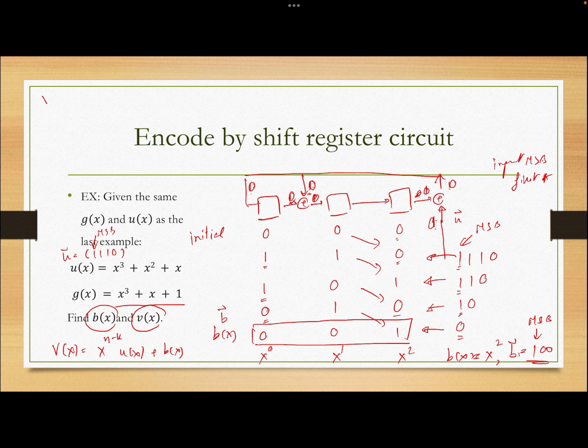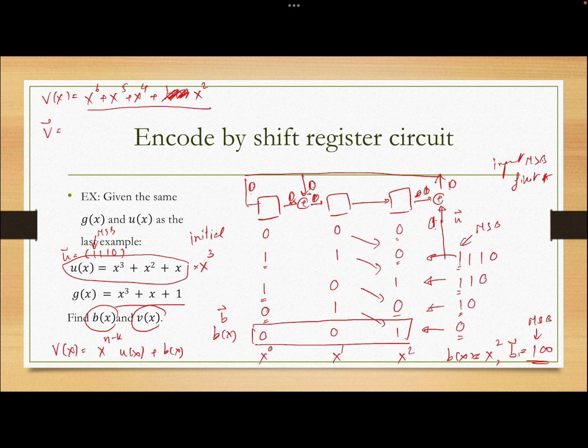So what is v(x)? v(x) would be, you multiply this one with x to the n minus k, which is x cubed. So you have x to the 6th plus x to the 5th plus x to the 4th, and then plus b(x), okay? And what is b(x)? b(x) is x squared. So this is your code word, which is the same as the last example.